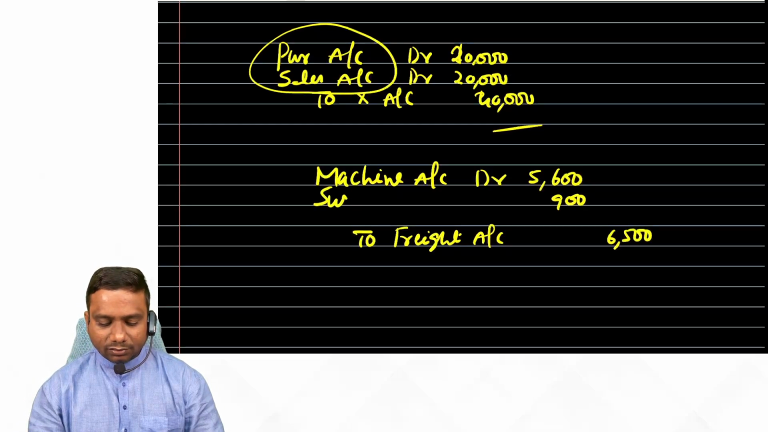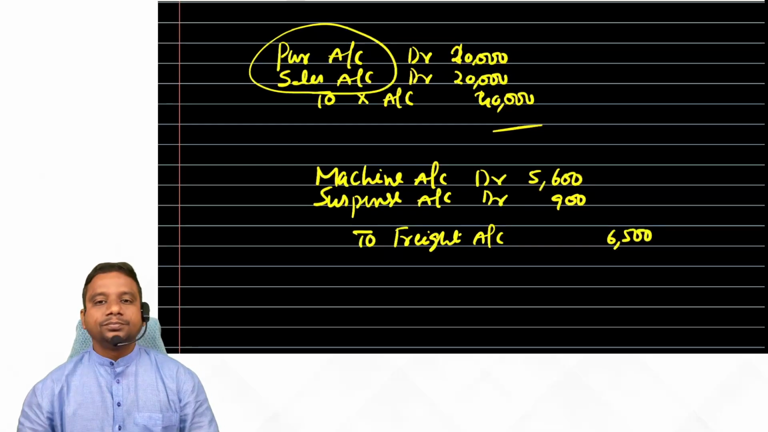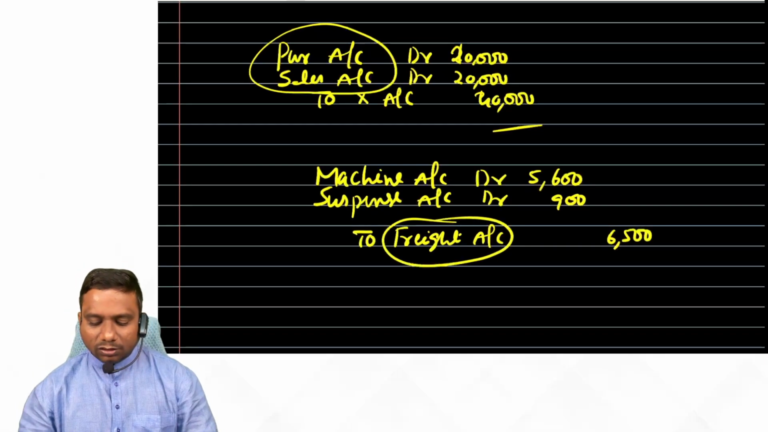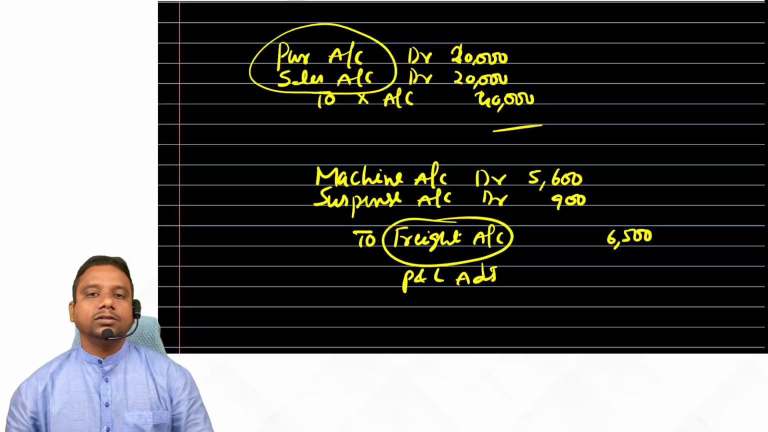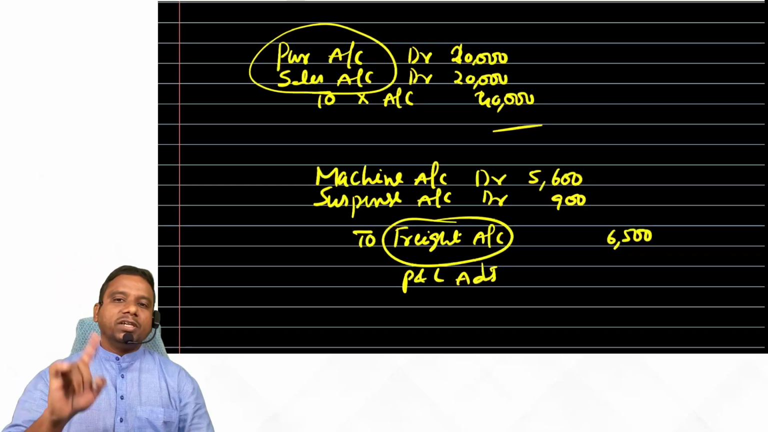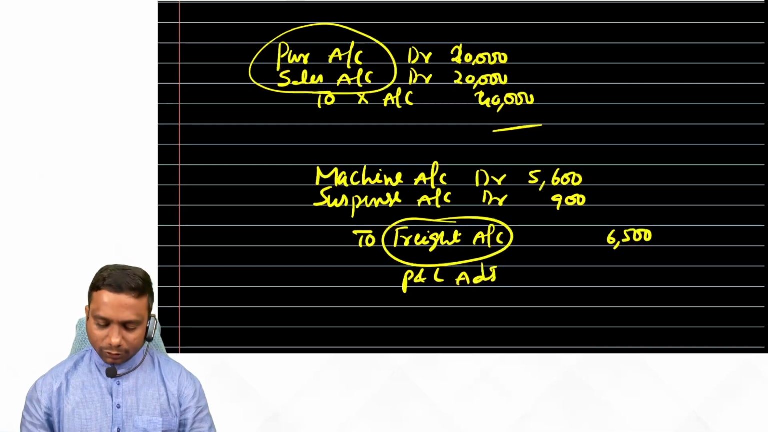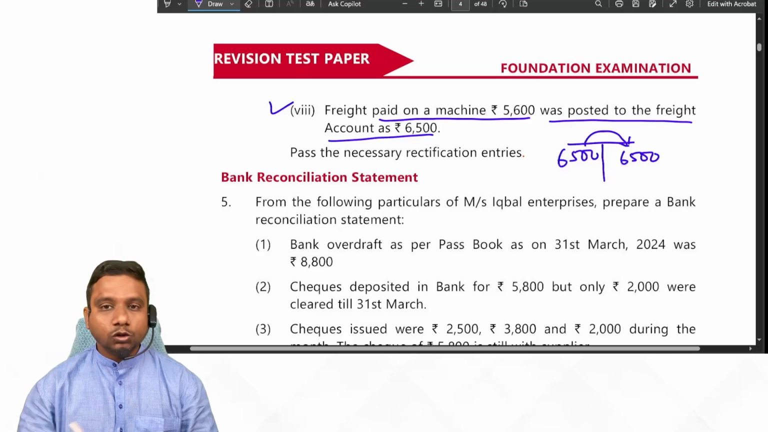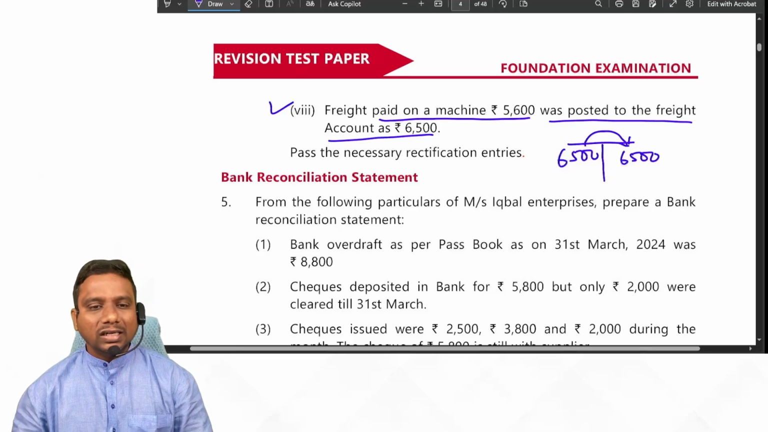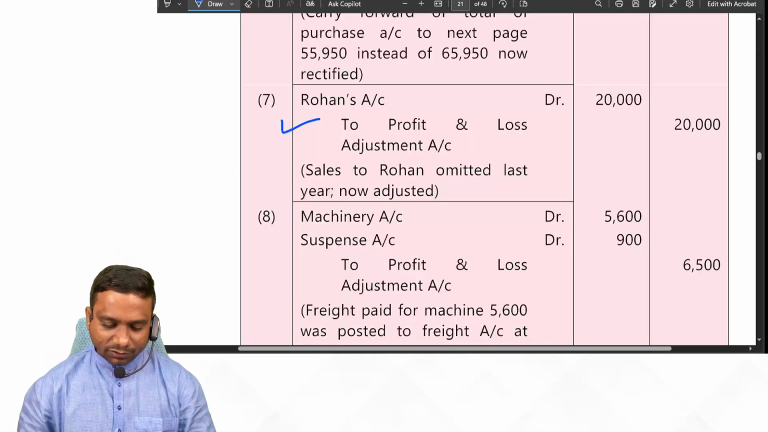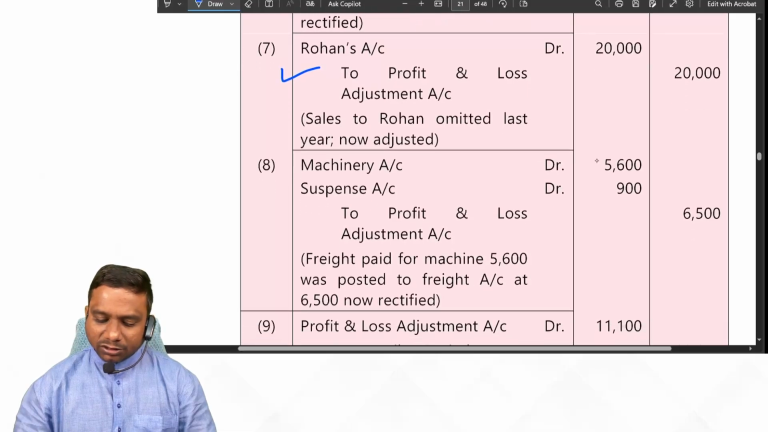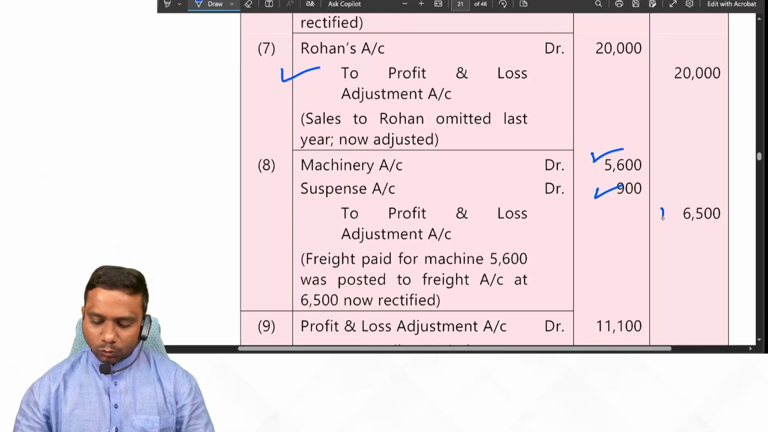We write suspense account. But here freight is nominal account. In this place we now use profit and loss adjustment account. So finally, how do you rectify this? Machine account debit 5,600, suspense account debit 900 to freight account 6,500. These two, P&L adjustment account 6,500. Look at it, students. Machinery account debit, suspense account debit to profit and loss adjustment.